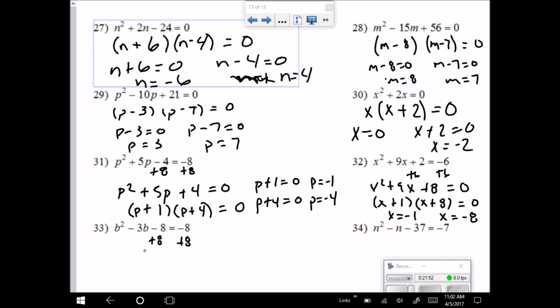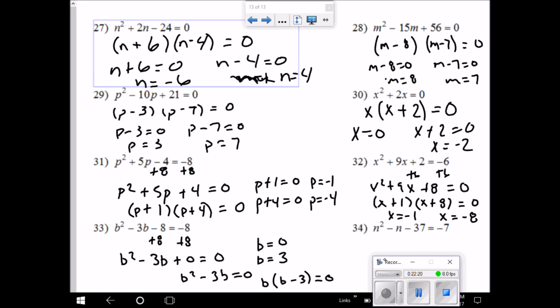So we got b squared minus 3b plus 0 actually equals 0. So really what we have is b squared minus 3b equals 0. So again, we should go to check for a GCF. We're going to pull out a b. We'll have b minus 3 equals 0. So that means b is going to equal 0, and b is going to equal 3. Just running out of room. Move this here.